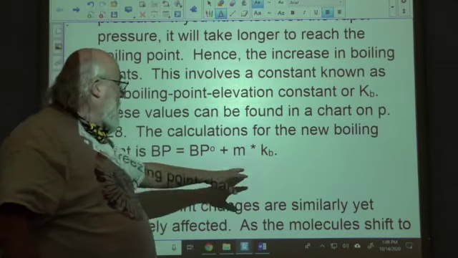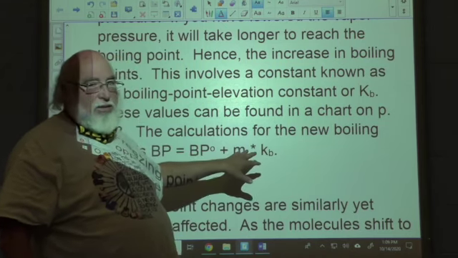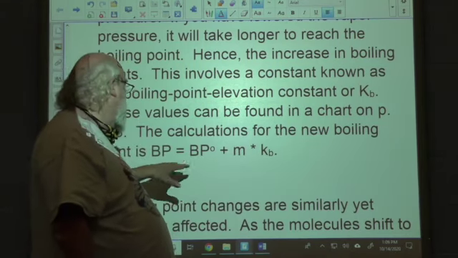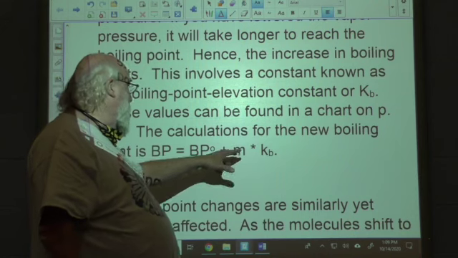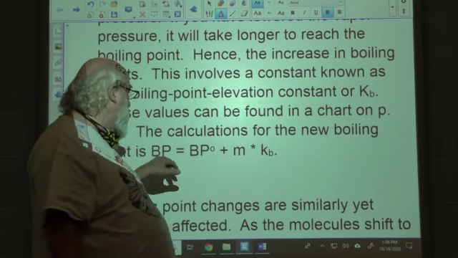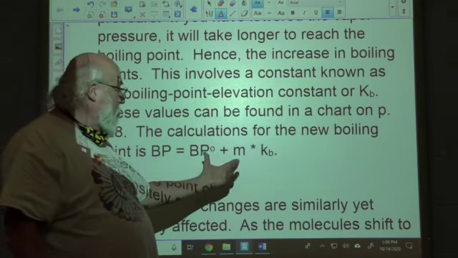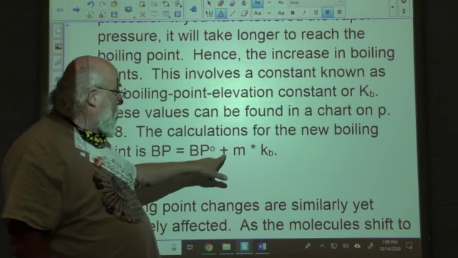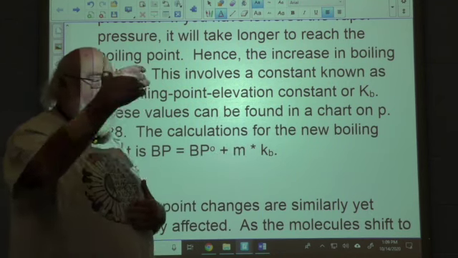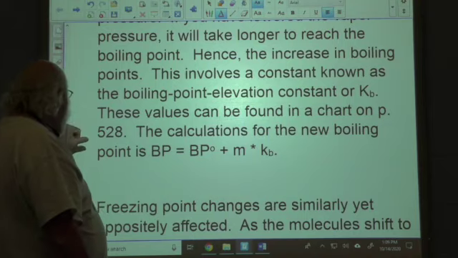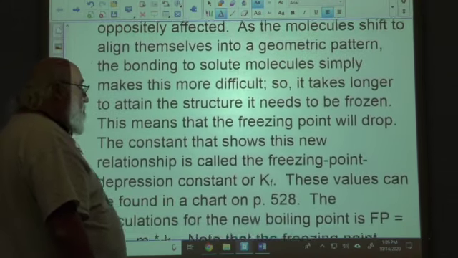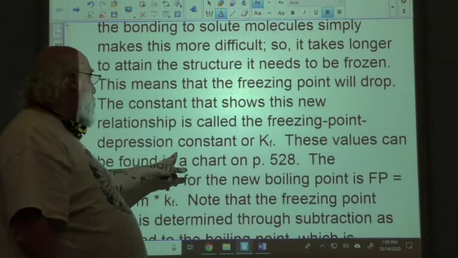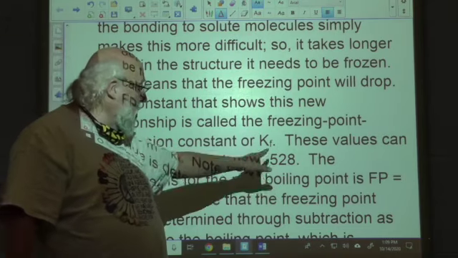And if you multiply that Kb times the molality of the solution and add that to your original boiling point, you're going to get a new boiling point. Because it's increasing, we're going to put a plus sign there to show that it's going to add to it. Freezing point, however, has a Kf value that we call a freezing point depression constant, or Kf.